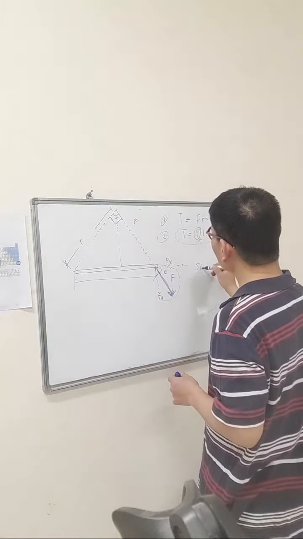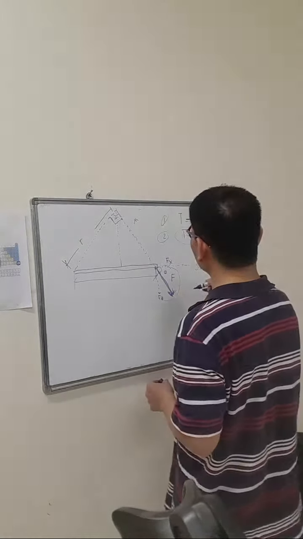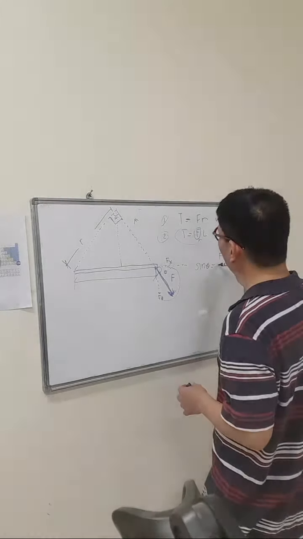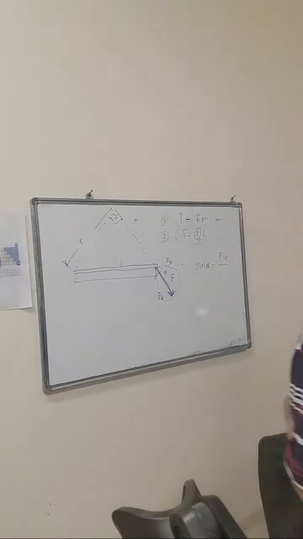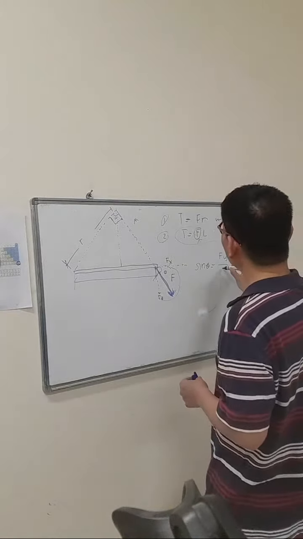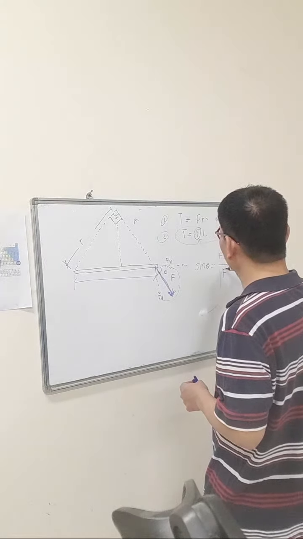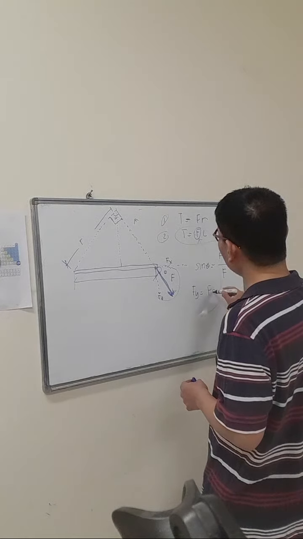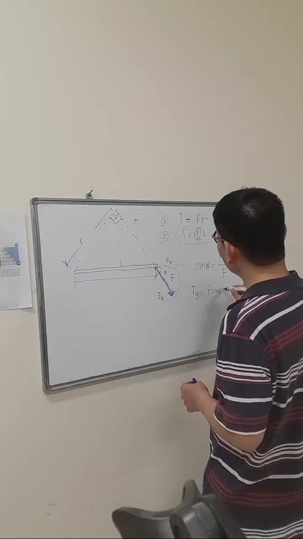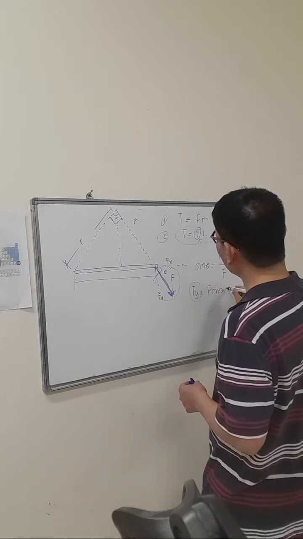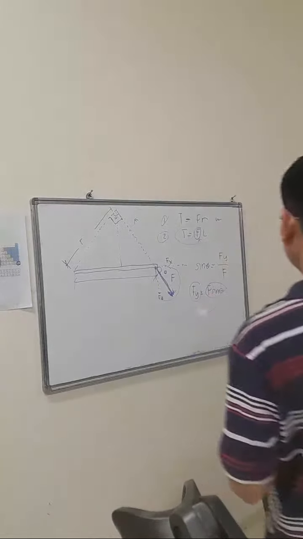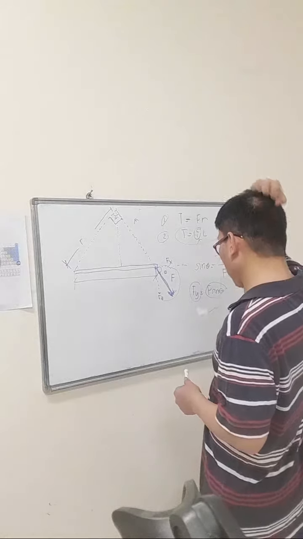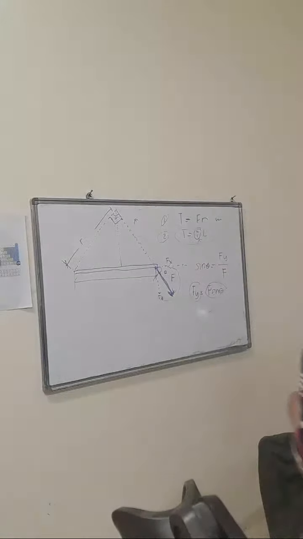Sine theta is going to be the opposite side Fy over the hypotenuse. Solve for Fy, and it's going to be F sine theta. Now, Fy here is F sine theta, right? You get the point? So substitute it here in your original equation, F sine theta.